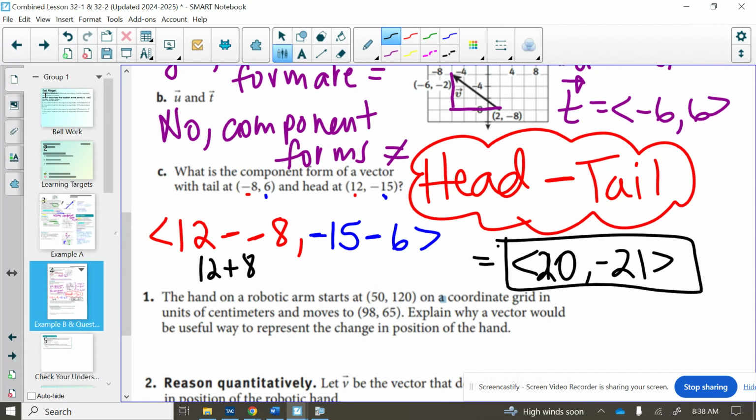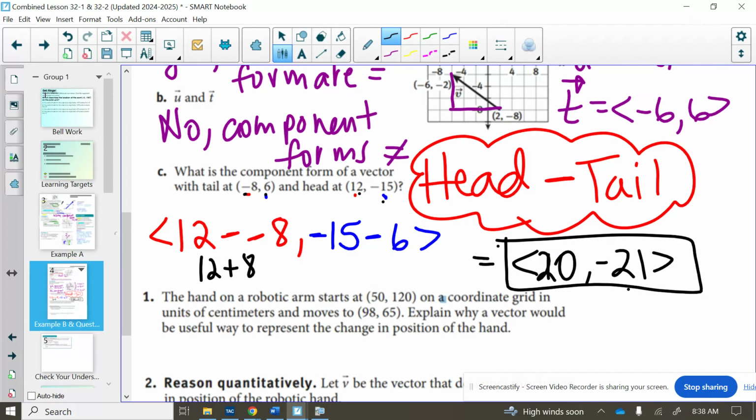And that's going to make sense as our final answer, because if I started at negative 8 and moved to 12, I went up 20 units, aka 20 units to the right. Or in this case, if I started at 6 and went to negative 15, I went down 21. So that would make sense for our vector's direction.